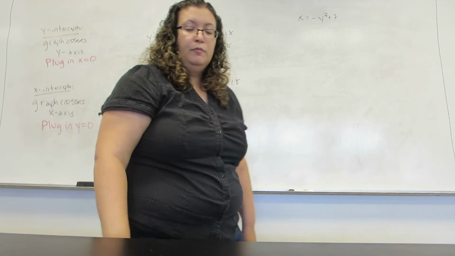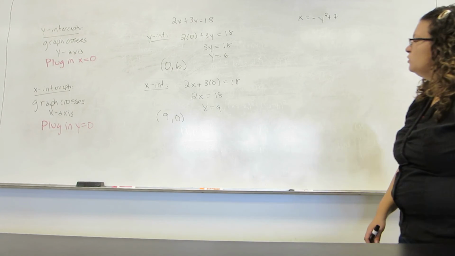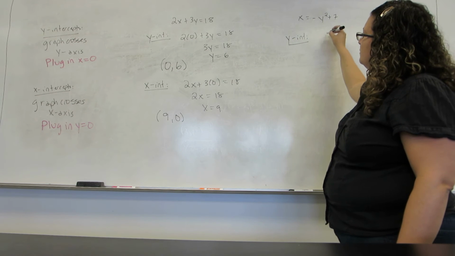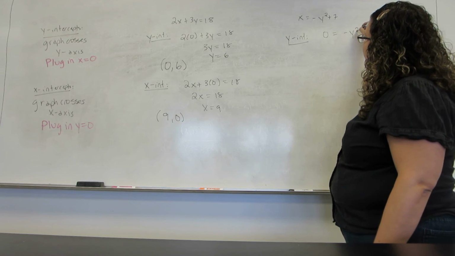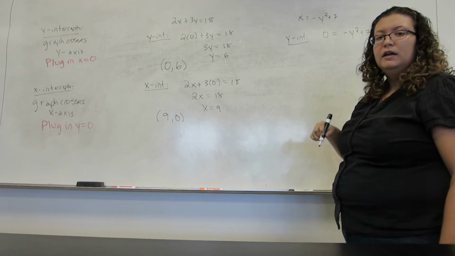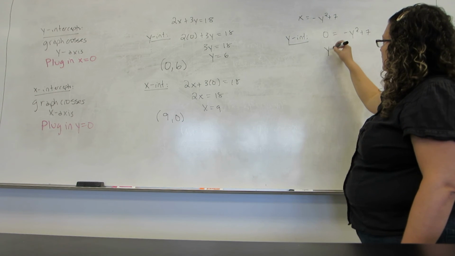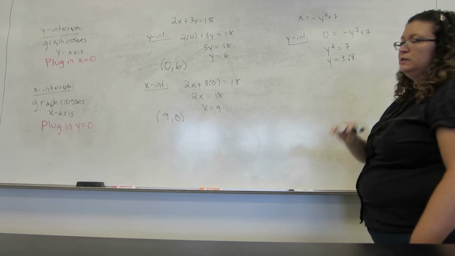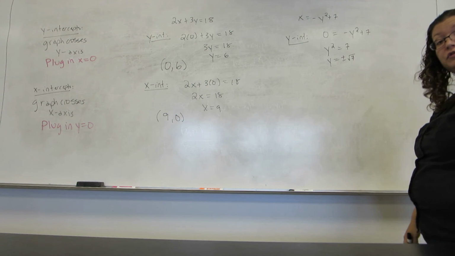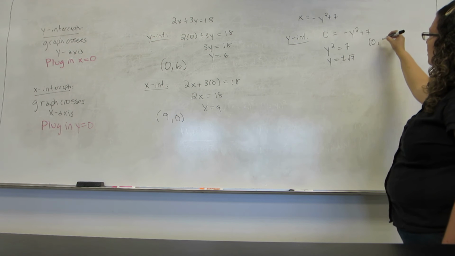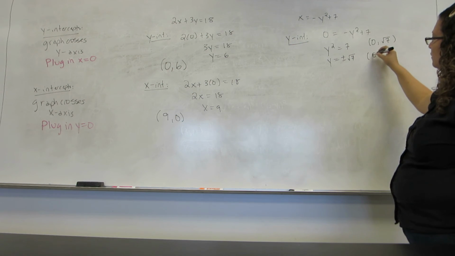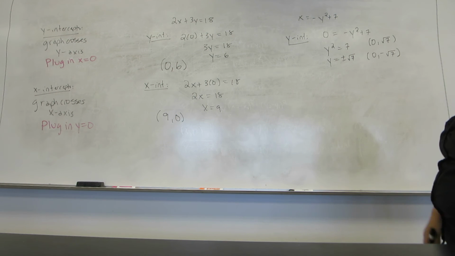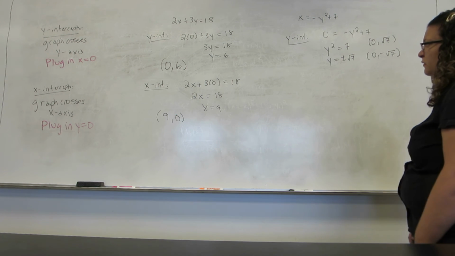This example is a little bit more complicated because of that little squared term, but the procedure is the same. To find any y-intercepts, I plug in x equals 0. Okay, and I have to solve for y. So in this case, I get y squared is 7, or y equals plus or minus the square root of 7. So I must have two y-intercepts. They both will have x equals 0 as their coordinate. One has a y-coordinate of the square root of 7. One has a y-coordinate of minus the square root of 7.